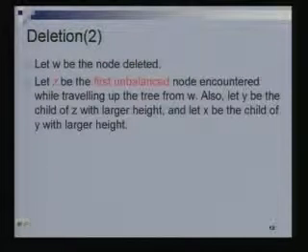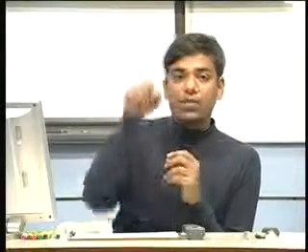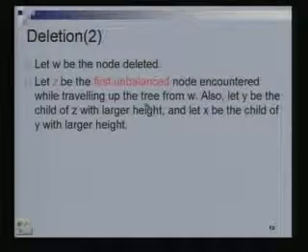Okay. So let's say W is the node that we are deleting. Now we are going to define our x, y and z slightly differently. Z is once again the first unbalanced node that we encounter as we go up from W towards the root. When I delete W, the ancestors of W, their height could reduce, so if any are unbalanced, then one of these will be unbalanced. So let's say Z is the first unbalanced node encountered while traveling up the tree from W.